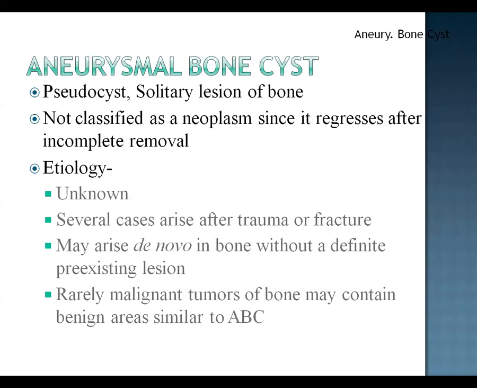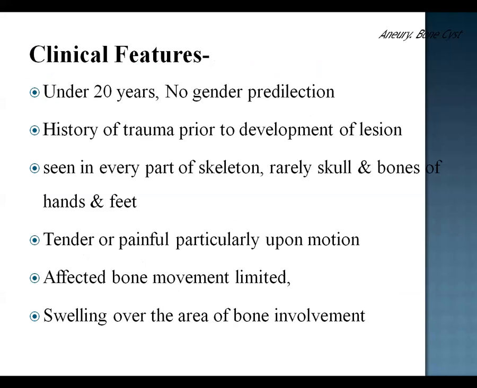Etiology is unknown. Several cases arise after trauma or fracture, and it may arise de novo in bone without a definite pre-existing lesion. Rarely, malignant tumors of bone may contain benign areas similar to the aneurysmal process or ABC. Clinical features: under 20 years, no gender predilection, history of trauma, pre- or post-development of the lesion, seen in every part of the skeleton, rarely the skull and bones of the hands and feet.